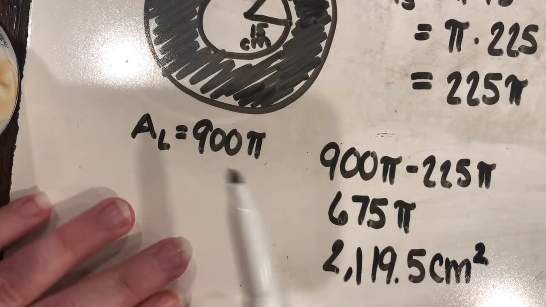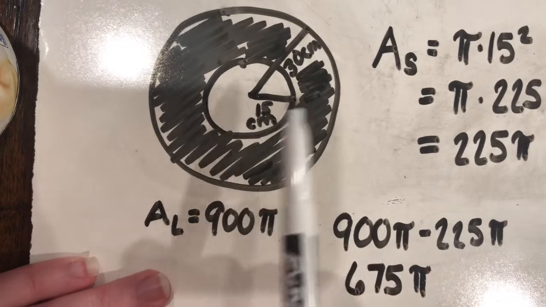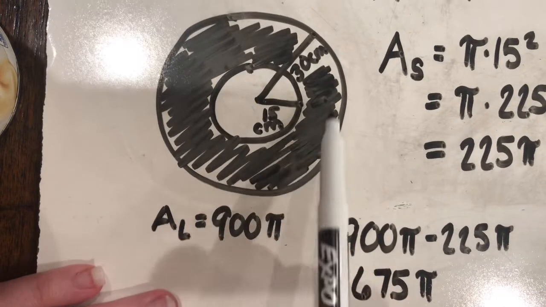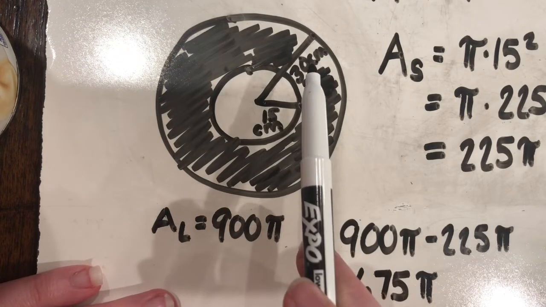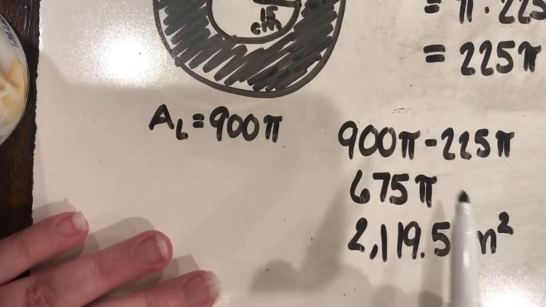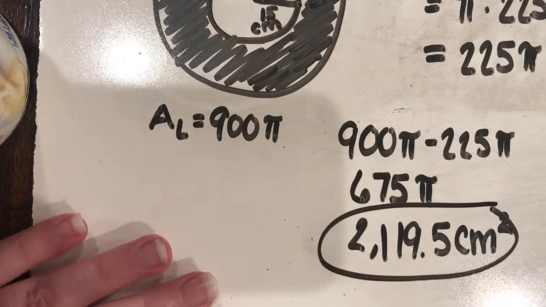So if we were just going to calculate what the shaded portion of the circle was again, we're going to take the area of our larger circle, subtract the area of the smaller circle from that larger circle, and then finally calculate pi, and we will end up with the area of our shaded portion of our circle.